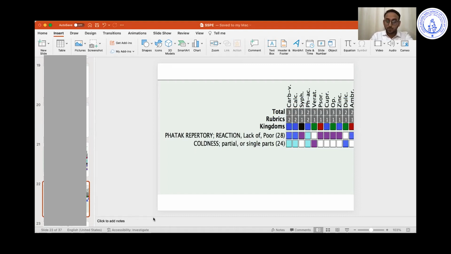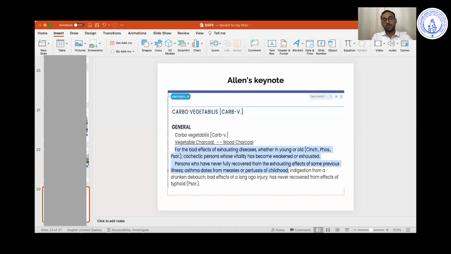We also took a few rubrics from Phatak's Repertory, where you can see there is a lack of reaction, and there is coldness in some parts of the body and heat in another part of the body. So now we shouldn't stop here. Whenever we repertorize the case and the remedy comes up, we should always cross-check in the Materia Medica.